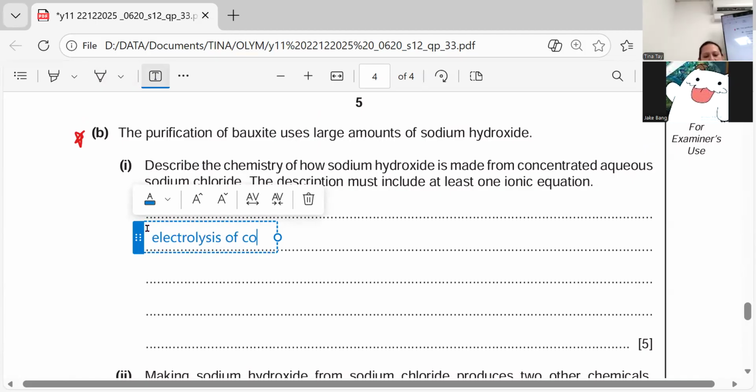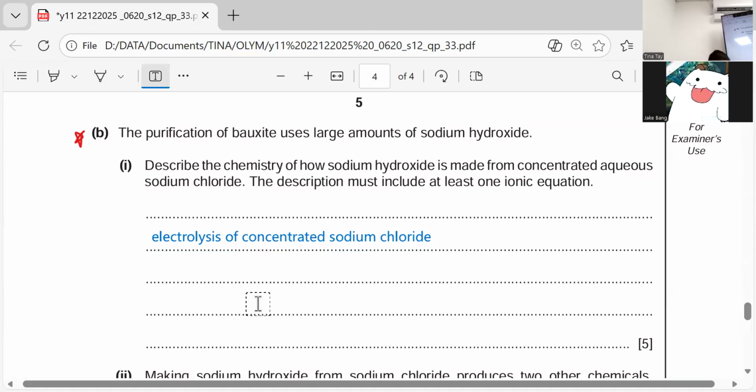So, electrolysis of concentrated sodium chloride. I want you to write down the ionic equation for anode, cathode, and the overall equation. Now, quick, quick, quick. Anode, cathode, and overall.